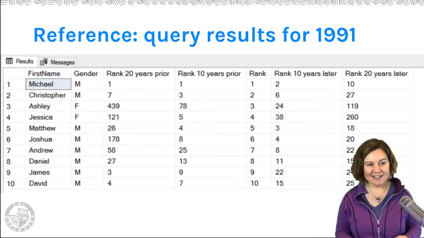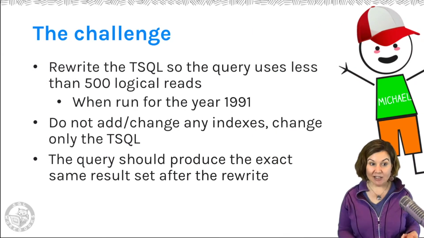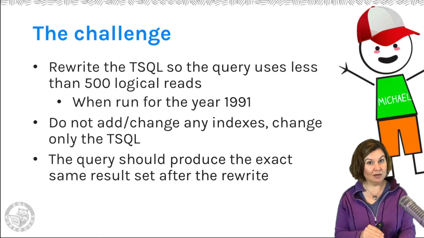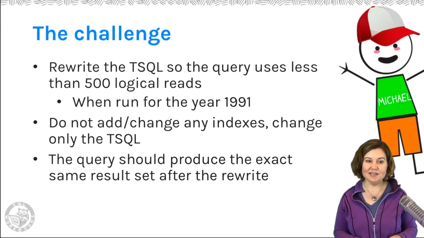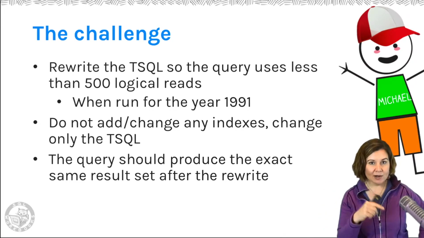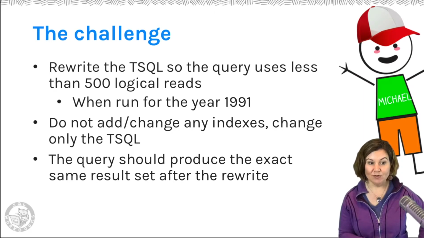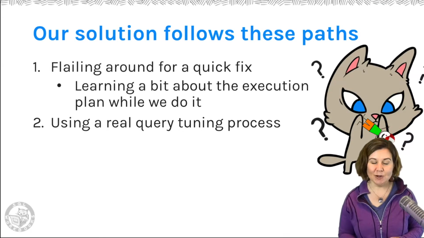So this is our example data set for 1991, and our challenge is to tune the popular names query that returns this data set and to rewrite only the T-SQL. Our challenge isn't to touch indexes. We only want to be changing the T-SQL, and we want to make it so the query uses less than 500 logical reads when run for the year 1991, and we do want it to return the same result.